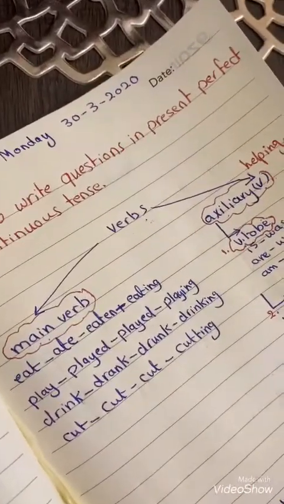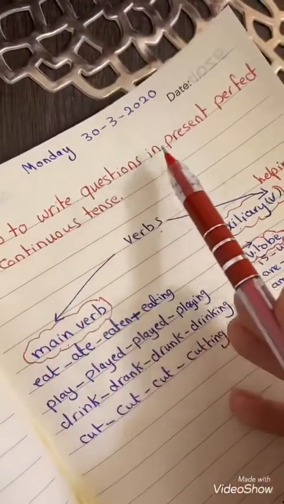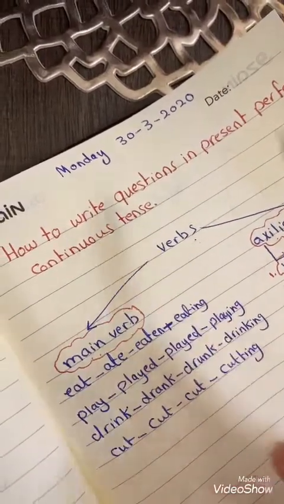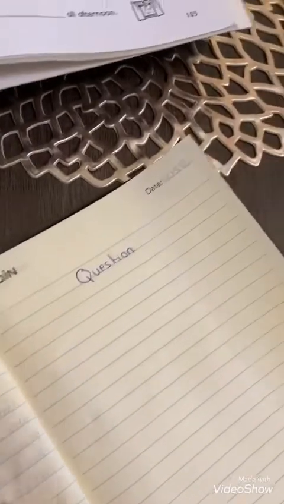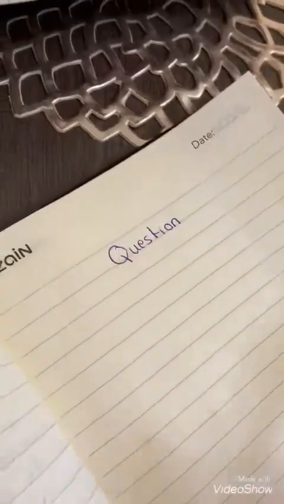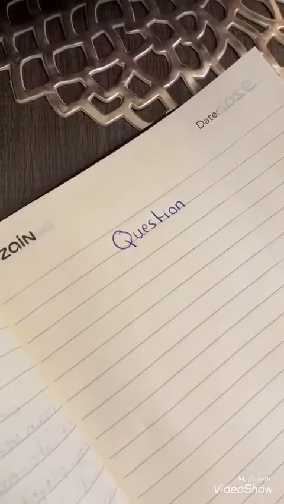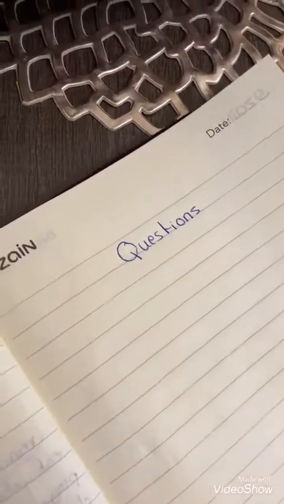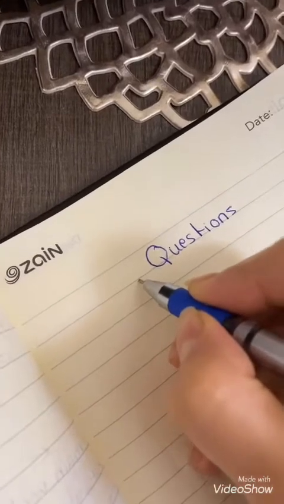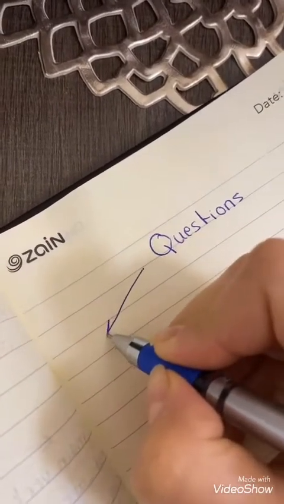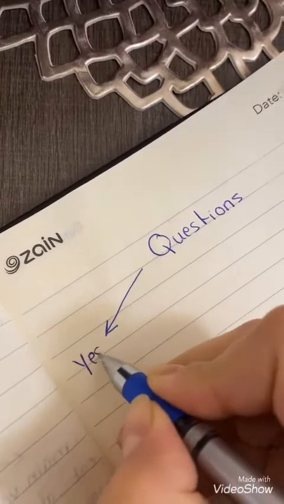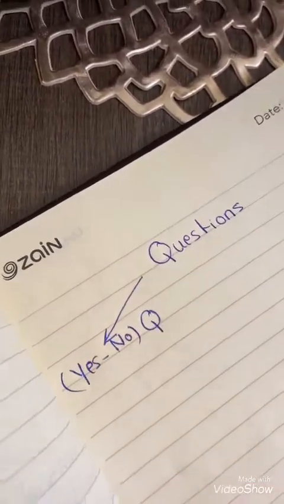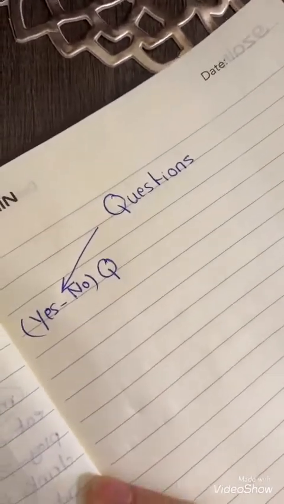Now, we will talk about how to write a question in present perfect continuous tense. Let's move. Questions in English can be divided into two parts. The first one we call yes or no questions.